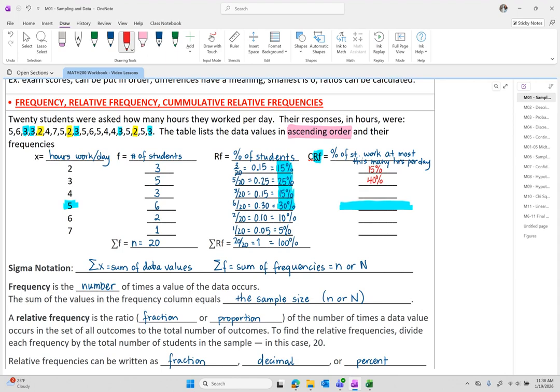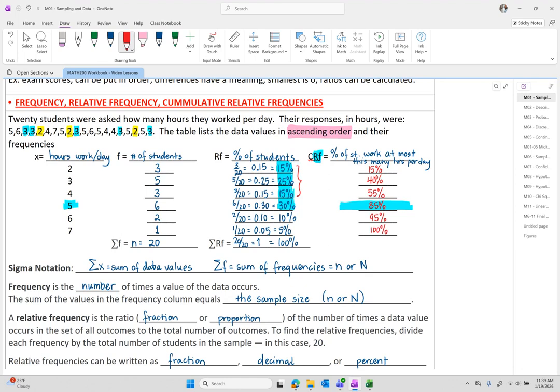Now, for 4 hours a day, I'm going to add 2, 3, and 4, because I'm looking for what percentage of the sample works 4 or less hours a day. So 40 plus 15 will be 55%. And then for 5 hours a day, 55 I have added so far, plus 30 will be 85%. And for 6 or less hours per day, it will be 95%. I will just add the 10% to what I have already calculated so far, and plus 5 will be 100%.